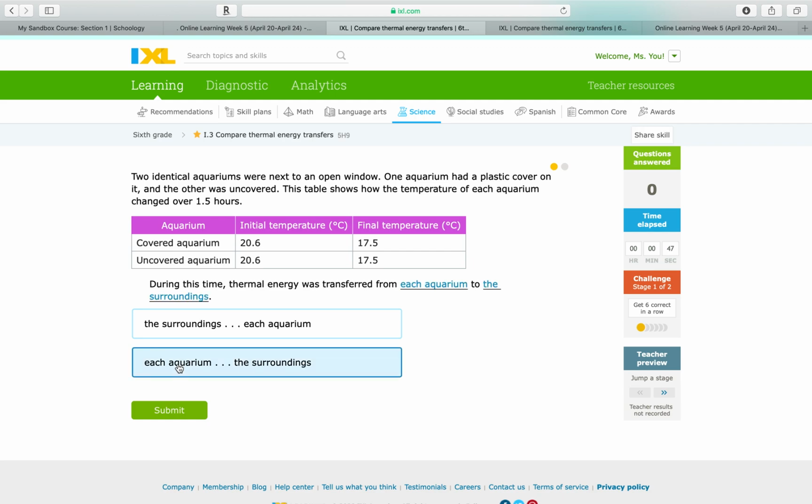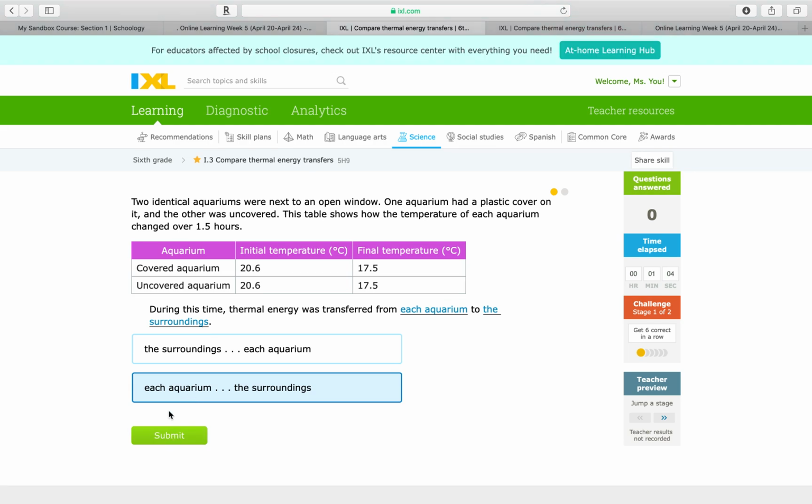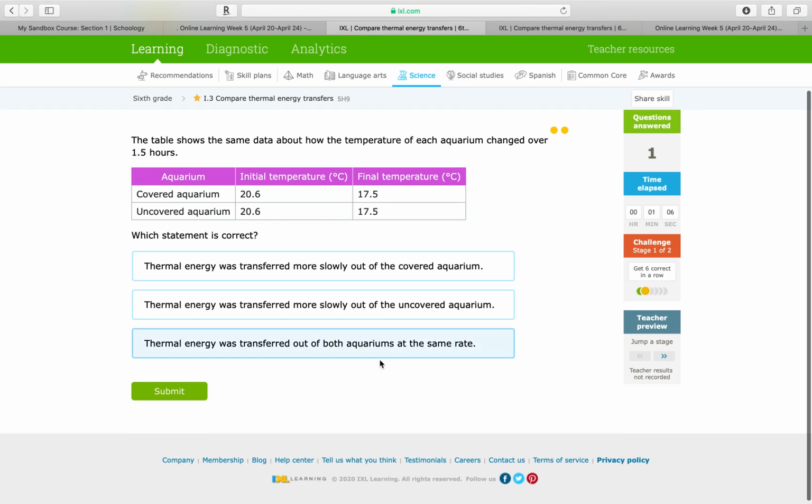aquarium to the surroundings, because thermal energy left the aquarium. Thermal energy left the aquarium so that the aquarium got colder. So your answer should be thermal energy transfer from each aquarium to the surroundings. You press submit and it says that's correct.